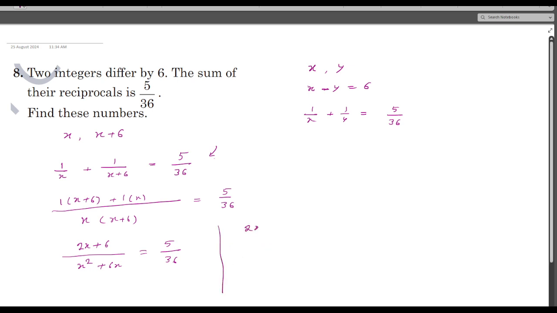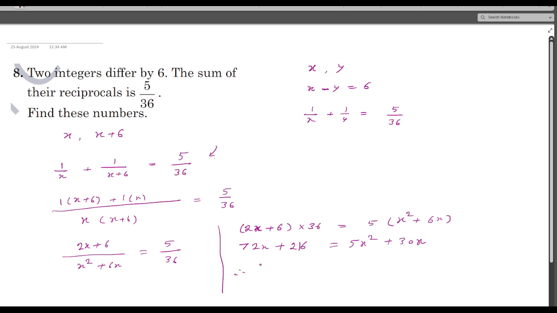So 2x plus 6, we multiply this with 36, will be equal to 5 multiplied by x square plus 6x. So 2x multiplied by 36 is what? 72x, plus 6 multiplied by 36 is 216, equals 5x square plus 5 times 6 is 30x.